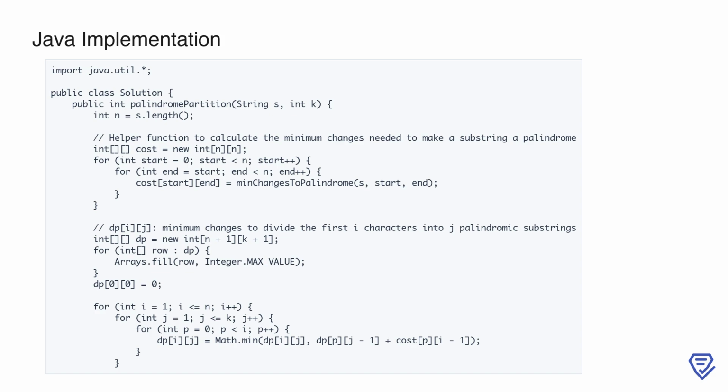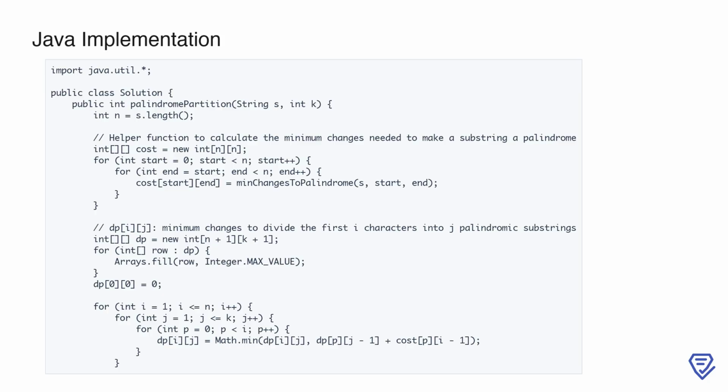Next, we set up another 2D array, dp, where dp[i][j] represents the minimum number of changes needed to divide the first i characters of the string into j palindromic substrings. We initialize this dp array with Integer.MAX_VALUE to indicate that no valid partition has been calculated yet, except for the base case, where dividing 0 characters into 0 substrings requires 0 changes.